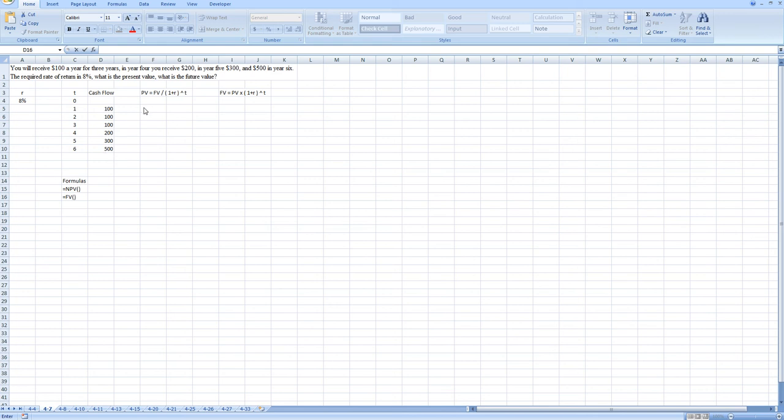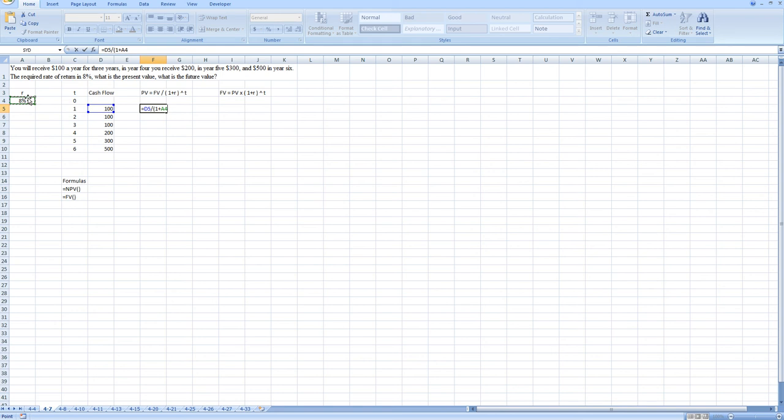Okay? So we know the formula for PV. PV is equal to the future value divided by 1 plus the discount rate to the power of t, or the number of time periods. So simply, we'll take the equal sign, and we'll reference our cash flow of 100, which is a future value, and then we're going to divide that by 1 plus the discount rate.